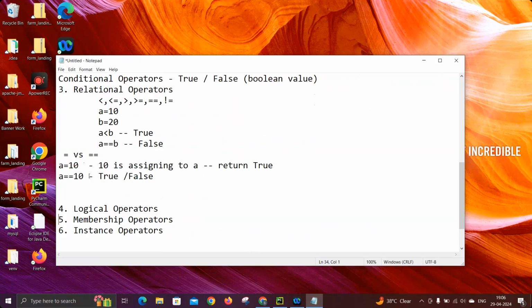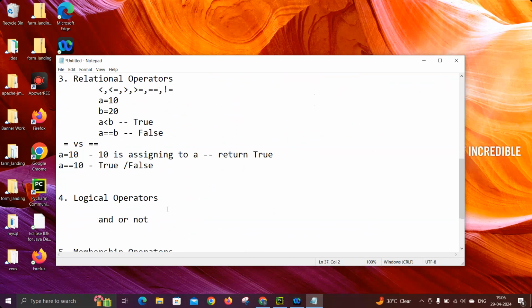Okay. So now the next one, logical operators. Here we have and, or, not. As I mentioned, these also always return true or false only. All these conditional operators will return true or false only.